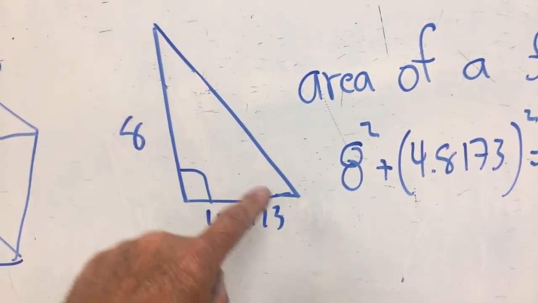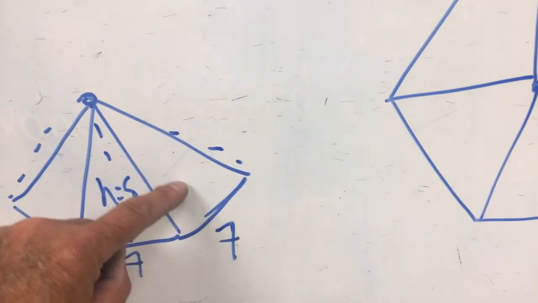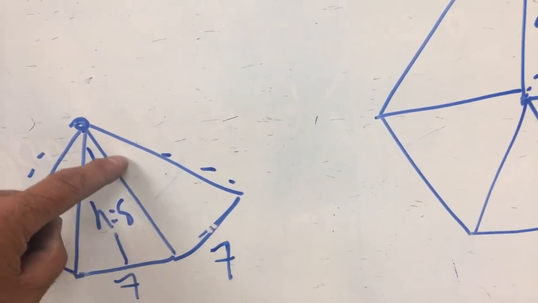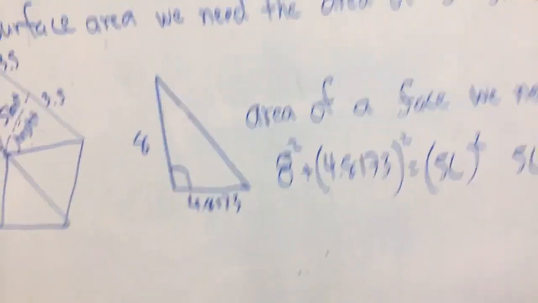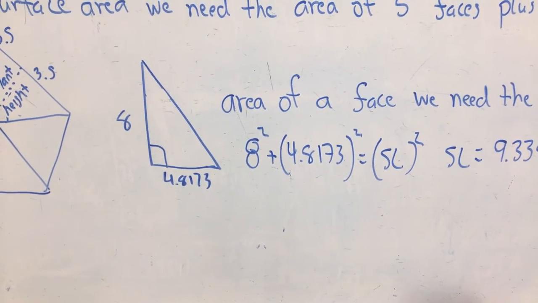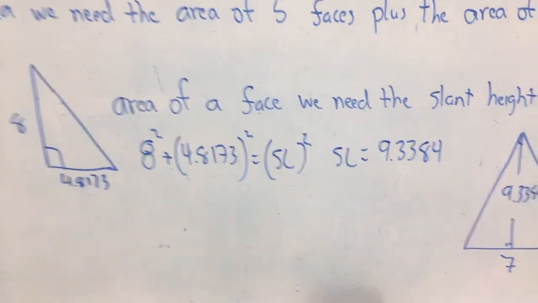I need this slant height. That's this distance here. That's this distance I have to run up. That's this distance right here in the middle. I have to run up. That would be the height of this triangle. I have 5 of those triangles, by the way. And I'm going to use the Pythagorean to find that hypotenuse, okay? So 8 squared plus 4.81, the apothem squared, is equal to the slant height squared, okay?